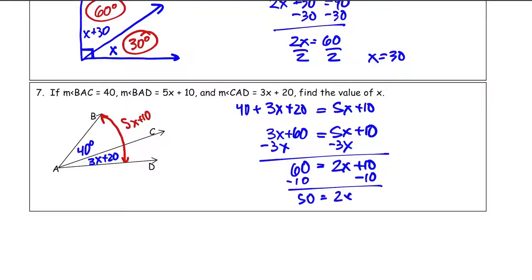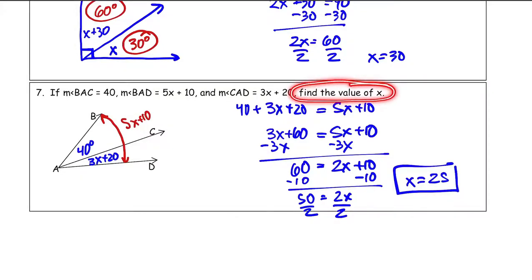50 equals 2x. Divide by 2. X is 25, right? 50 divided by 2. And just a quick double check. Find the value of x. We don't have to plug it in and find the other angles. So we're done.